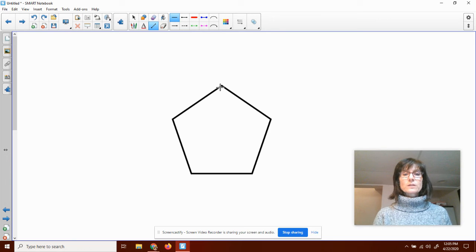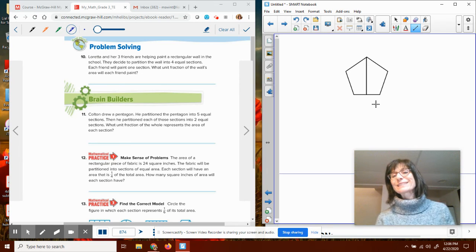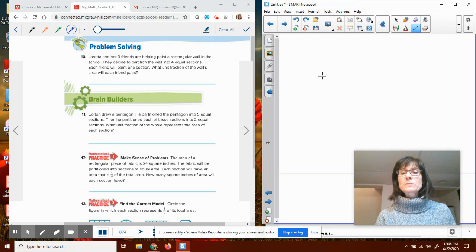If we want to partition this into 5 parts, we start with going down the middle. And then we can go ahead. That's 1 part. Let's go back. I'm going to take a look at our question to make sure I'm doing this right. Then he partitioned each of those sections into 2 equal sections. What unit fraction of the whole represents the area of there? My pentagon is not a true pentagon here, friends, because these are shorter than this. So I guess my smart board's not as smart as I thought. Let's go back and try to do a true one. It's not going to work here on this one.